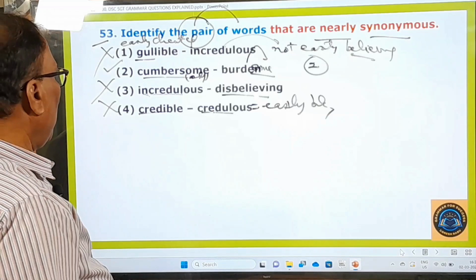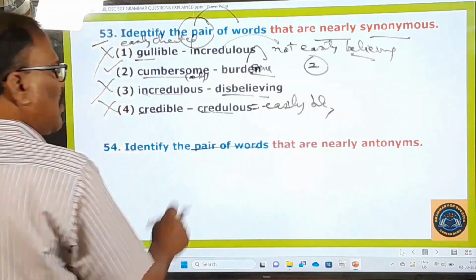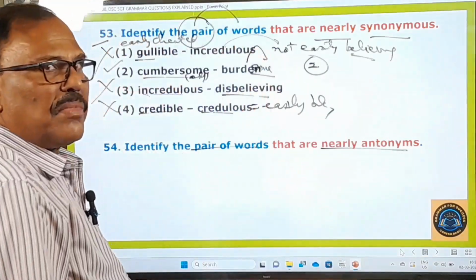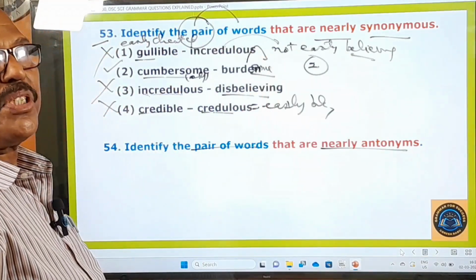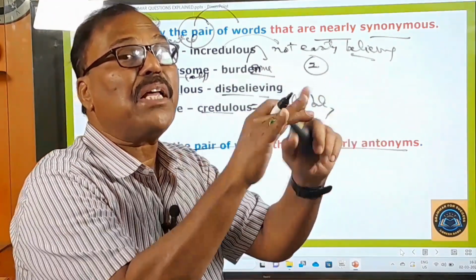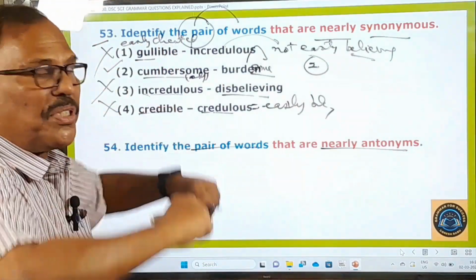And now let's move on to the next question. 54th one, identify the pair of words. Again, he's asking you to choose the pair of words that are nearly antonyms. Antonyms, opposite words. Synonyms means words having similar meaning, almost the same meaning. Antonym means opposite meaning, right?